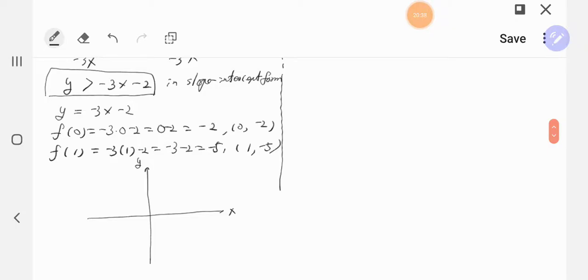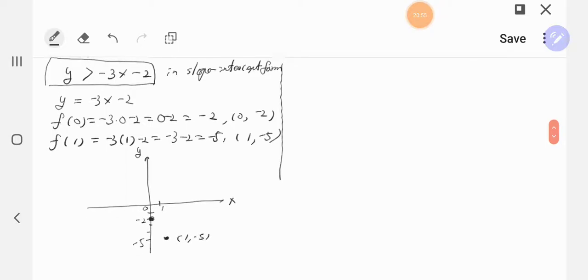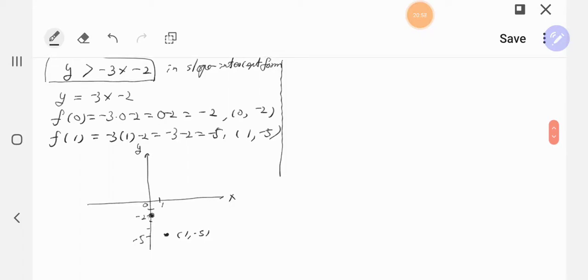Okay. So 2 points. When x equals 0, y is negative 2. When x equals 1, y is negative 5. Right? This is x equals 1, y is negative 5. Okay. And then connect these 2 points.